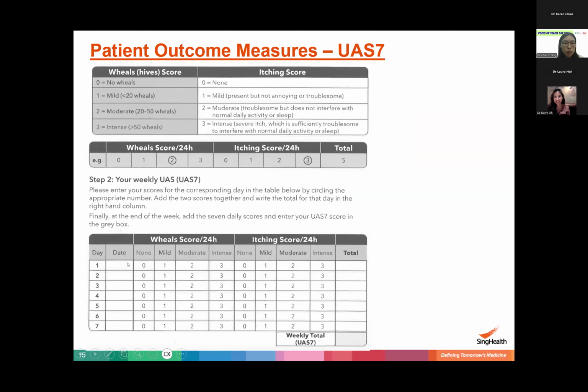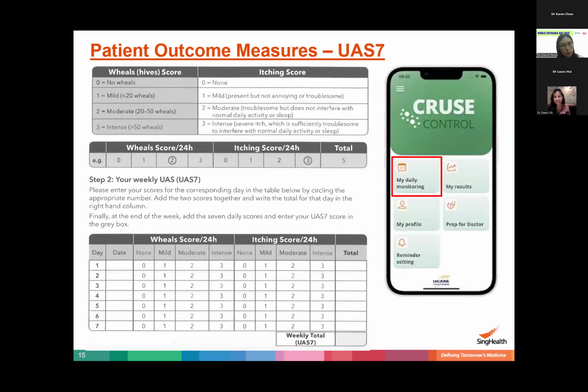And you look across, you write the dates. You can even create your own table, based on dates. What's the wheal score? What's the itch score? And add up to a total. Your total weekly would be a maximum of 42. Depending on which number it falls on, that will then determine whether your hives are well controlled, under control, or can be improved. If you prefer to use an app, there's this Cruise Control app that you can key in your hives daily monitoring or activity.